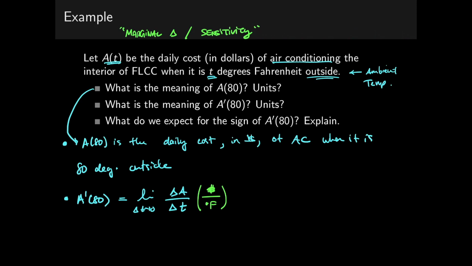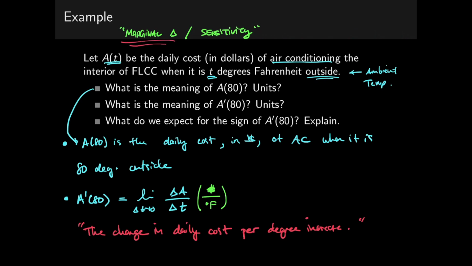So typically how we would render this into speech is we'd say this is the change in daily cost per degree increase. So this is what we mean by marginal change, because we're talking about per 1 degree increase. Oftentimes if it's not a clear rate like miles per hour, we might be looking at a marginal rate of change, where we assume that we have a unit rate in the denominator.